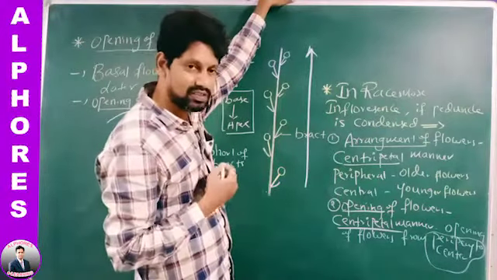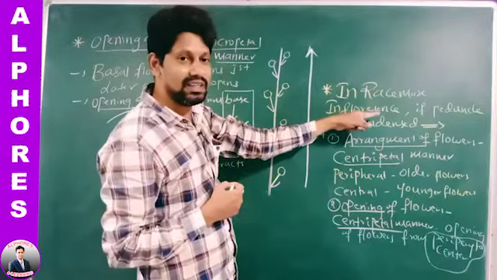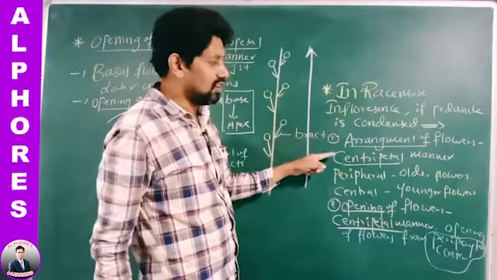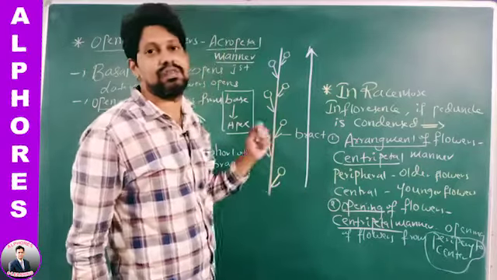Is this statement clear? Therefore, in racemose inflorescence, if peduncle is condensed, arrangement of flowers is in centripetal manner. Opening of flowers is also in centripetal manner. Right?